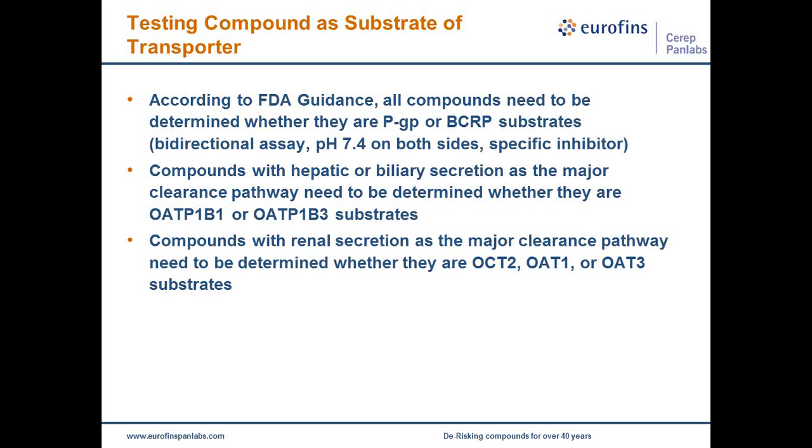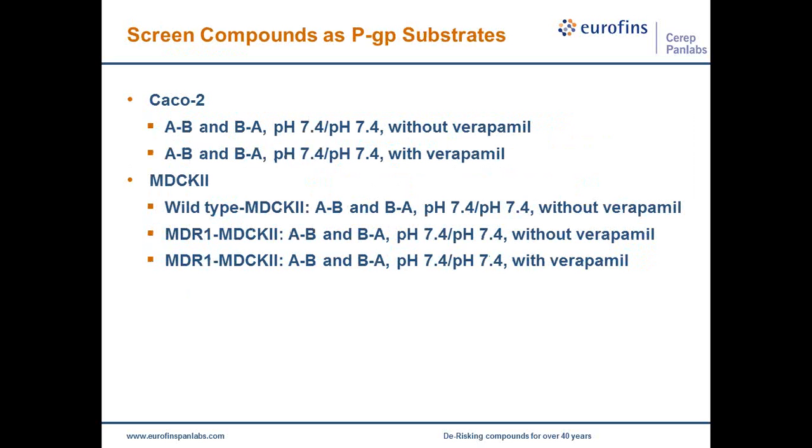Usually the cost of transporter substrate studies is relatively high, so these assays are often performed in the later stage. P-gp is the most extensively studied transporter. It can be studied using either the Caco-2 cell line or the MDCK cell line in the presence and absence of verapamil.